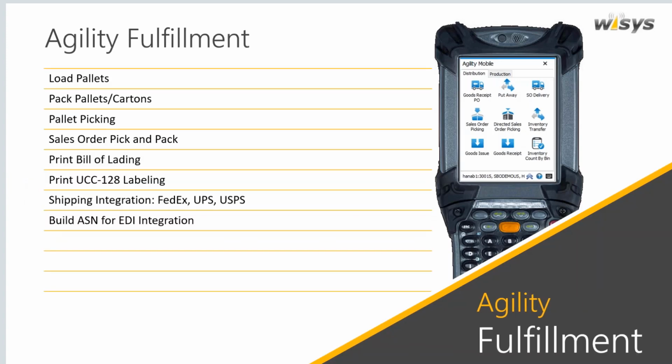Our Fulfillment Module allows one to build shipments, either pallets or cartons, and from there you could start shipping your pallets or cartons, print bills of lading, print labels. We have an integration with ShipRush for FedEx, UPS, and USPS. We also can integrate to most other shipping applications such as WorldShip, Starship, things like that.